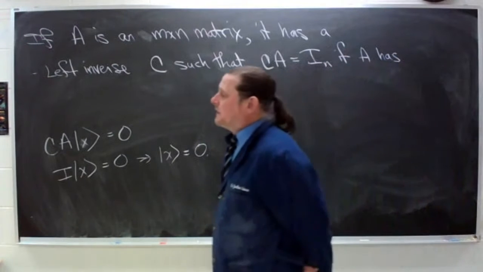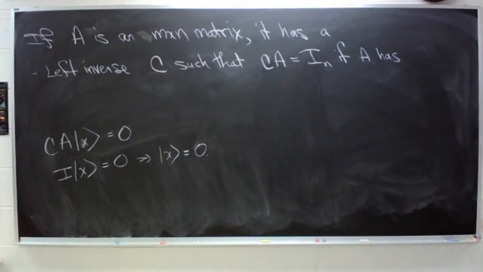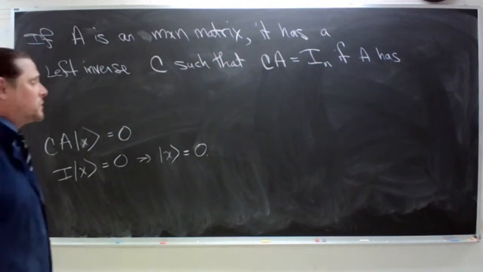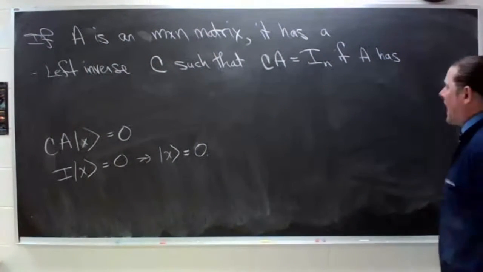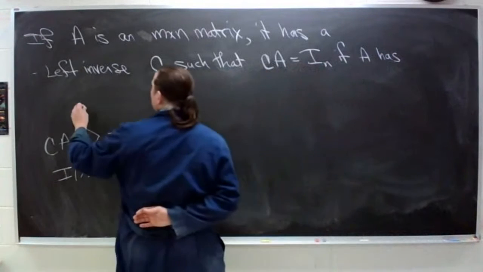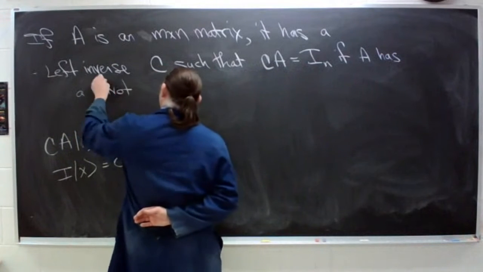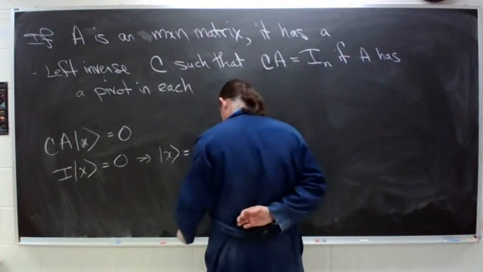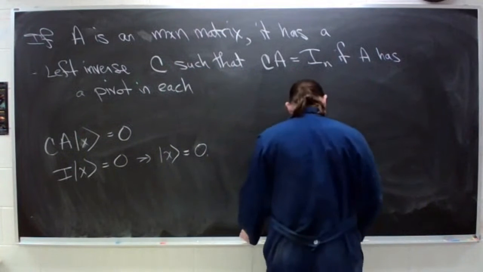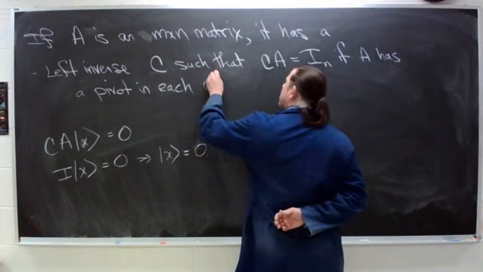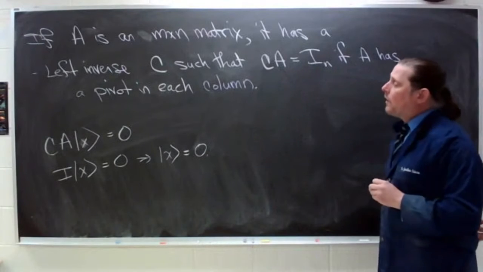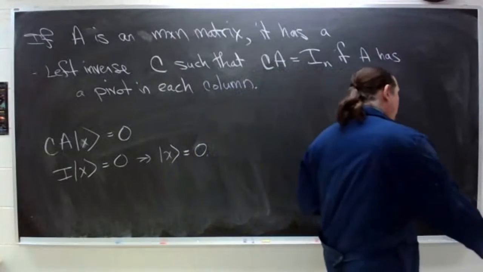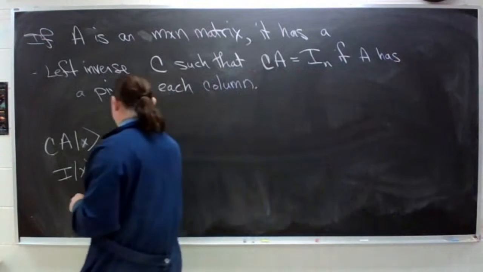So we'll have a left inverse in exactly the situation where the null space of A is trivial. That implies that the columns of A are linearly independent. So it would have to have a pivot in each column. All right? What about a right inverse?